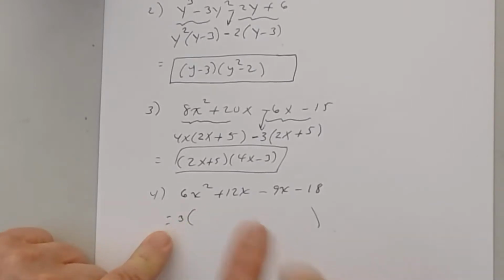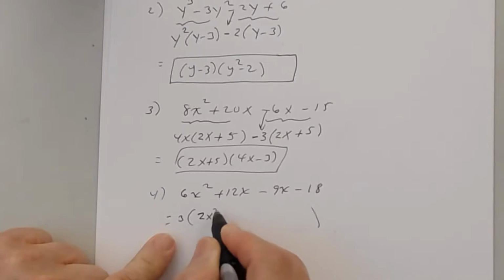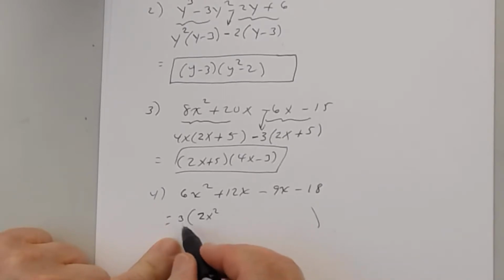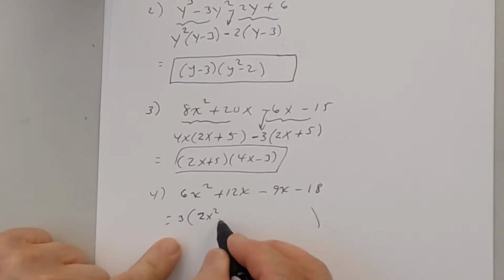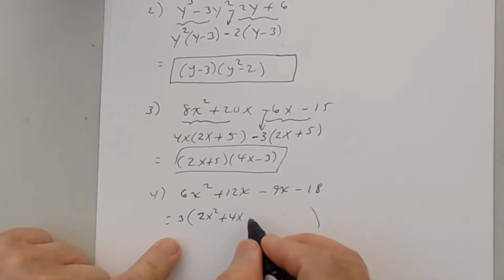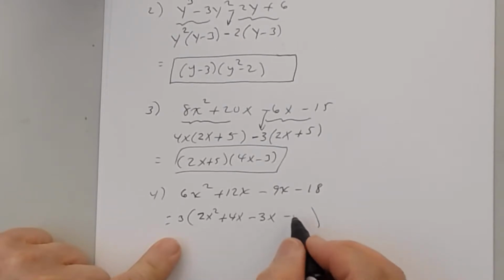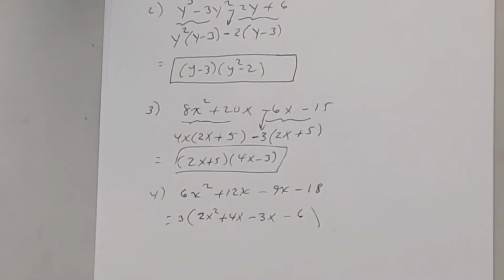3 times what? 6x squared? 2x squared. 3 times what is 12x? 4x. 3 times what's a negative 9x? So negative 3x, and then minus 6, is that correct? Yep. So far I have 3 times 2x squared plus 4x minus 3x minus 6.